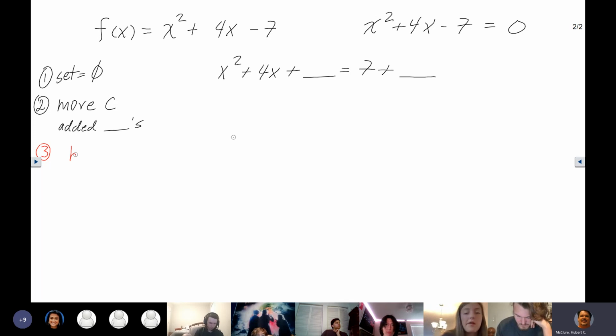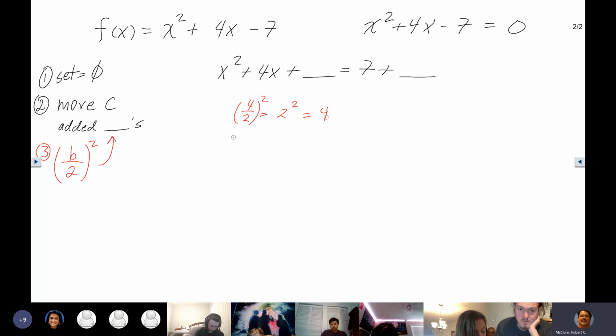You take B, you divide it by 2, and you square it, and then you put it in the blanks. So 4 divided by 2 squared is 2 squared, and that's 4. And 4 goes here, and 4 goes there. Now, what does that do on the left-hand side?